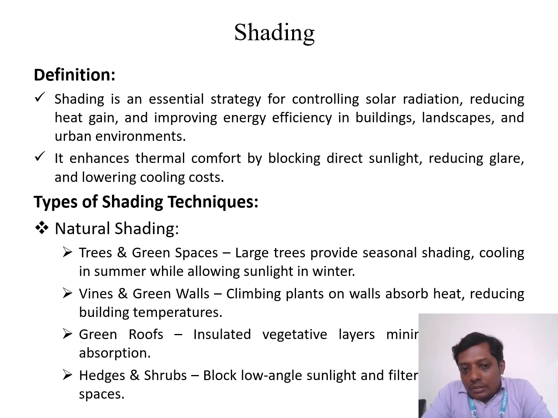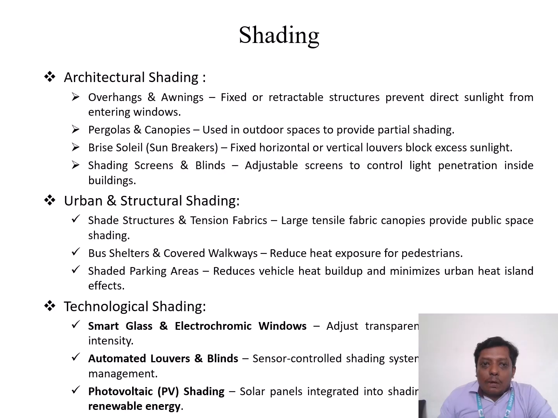Types of shading techniques. The first is natural shading. Natural shading we already know about. We are planting more trees and green spaces, vines and green walls, green roofs, hedges and shrubs. So these are the things for natural shading.